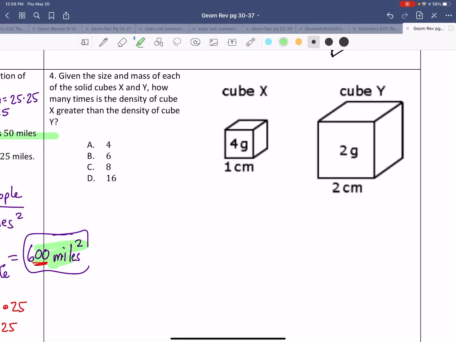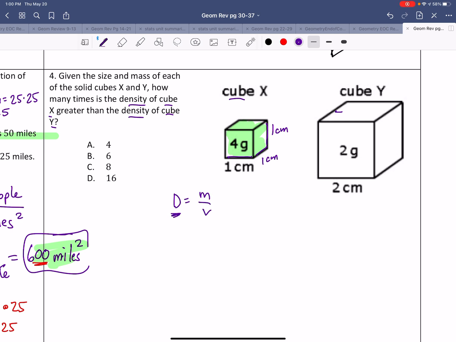Given the size and mass of each solid cube, so here's our cube, and the word cube means that this would be 1 centimeter and this would be 1 centimeter, because cube means all sides are equal. Given the size and mass of each, how many times is the density of cube X greater than the density of cube Y? Okay, so the density would be this.